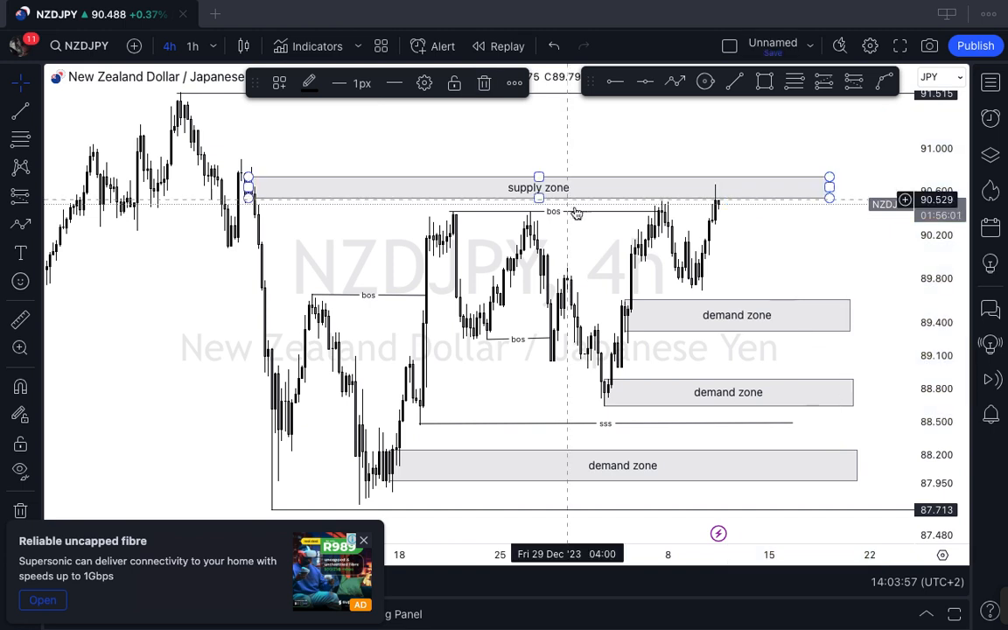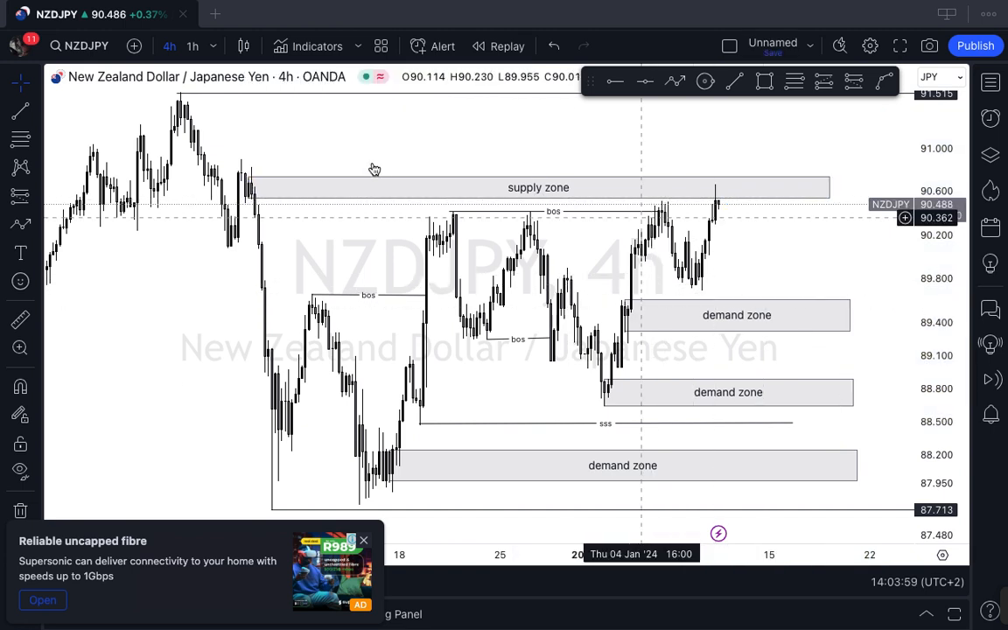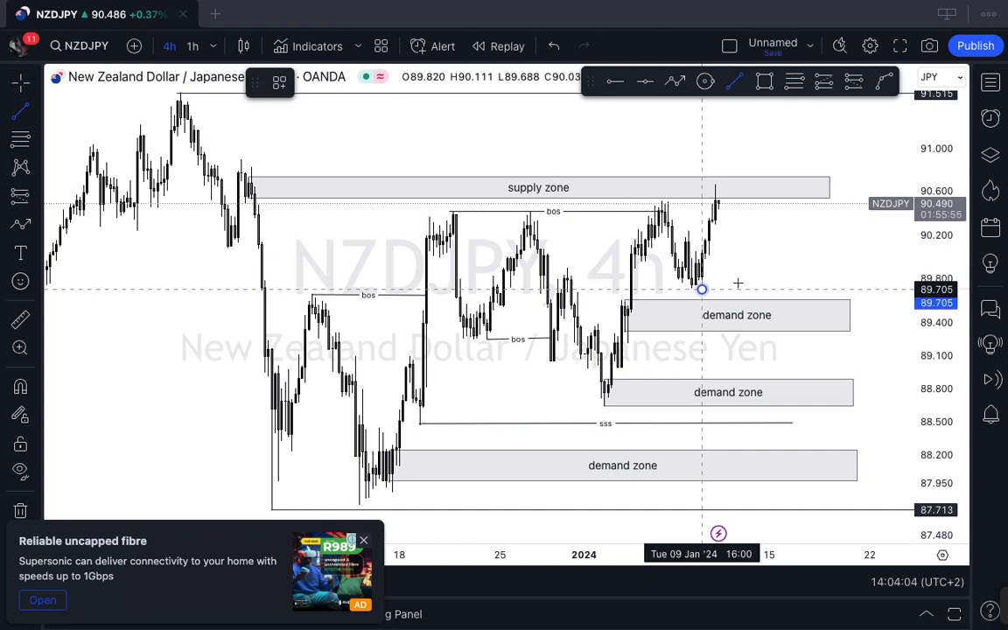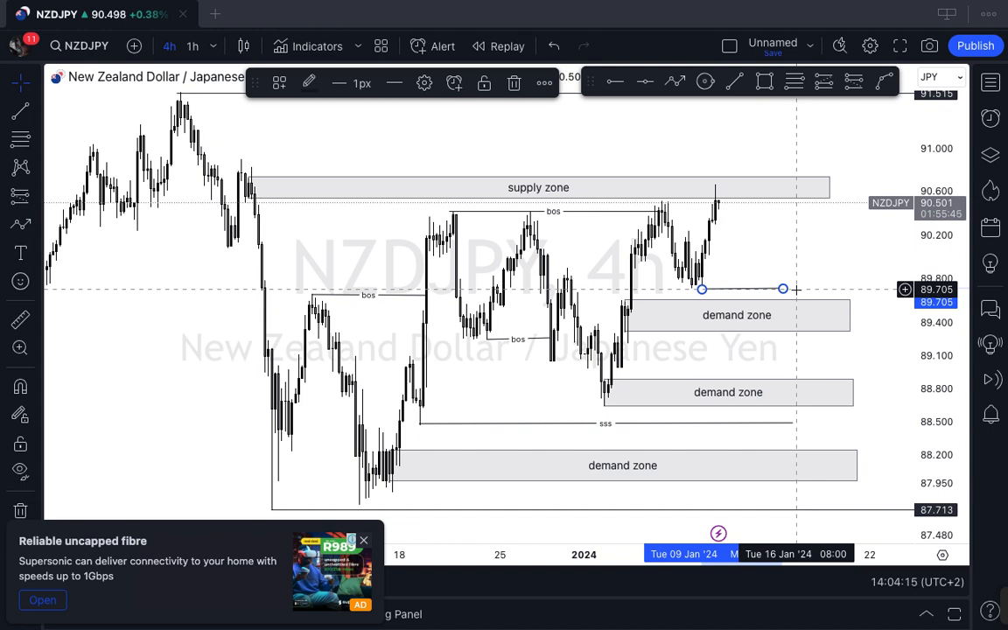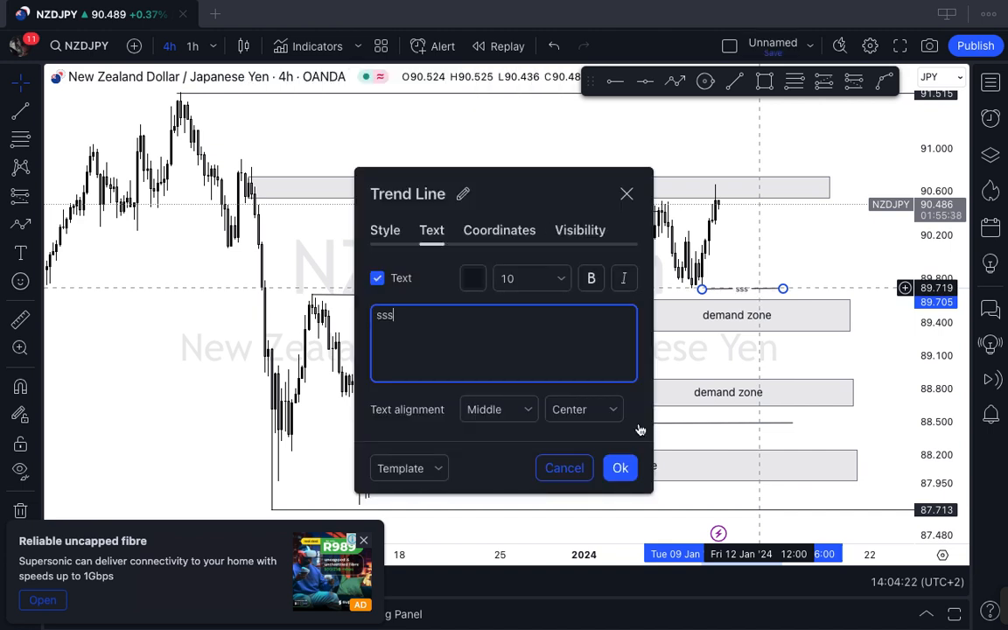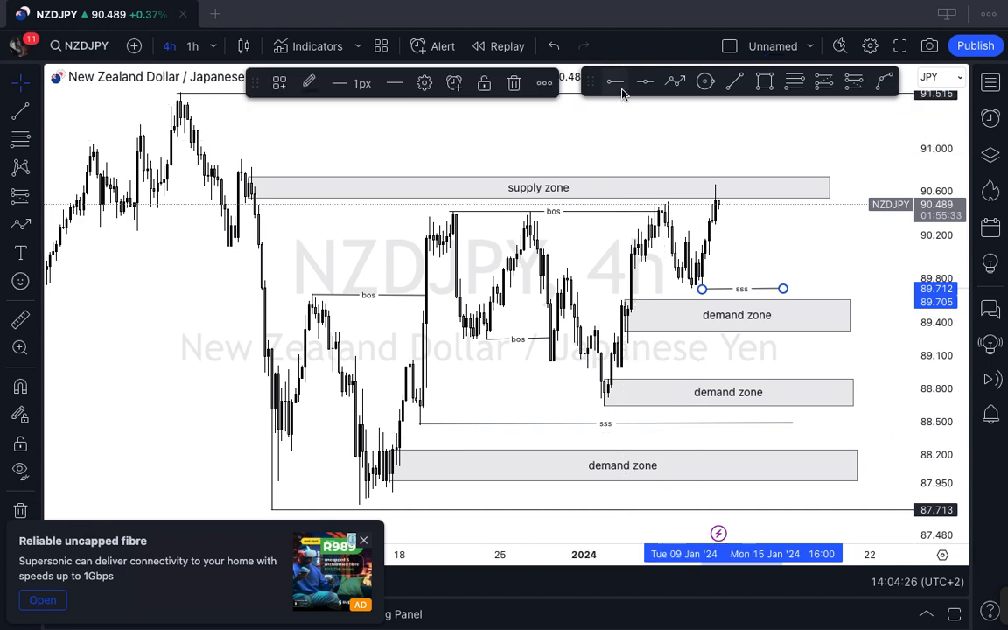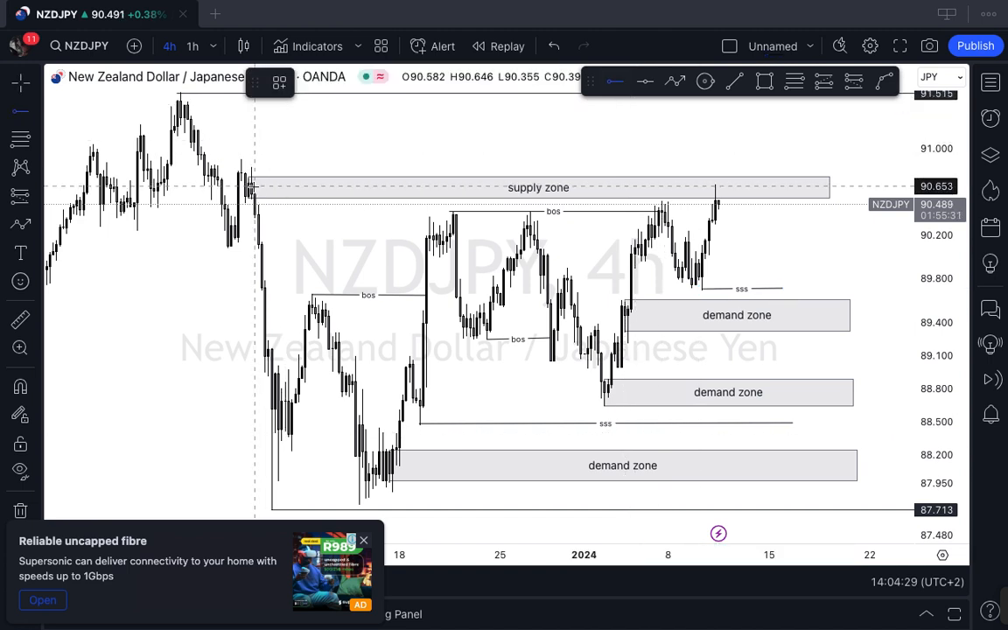So if you can check here, on this low we also have liquidity. We also have liquidity exactly here, right? We also have liquidity resting exactly there. So that's our extreme point of interest.